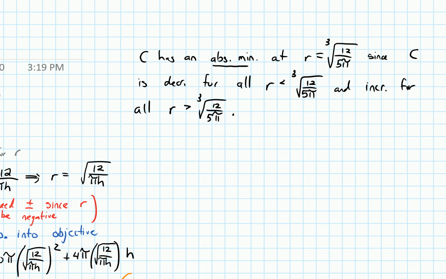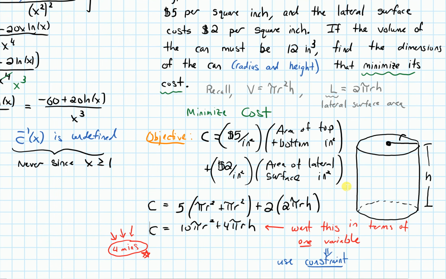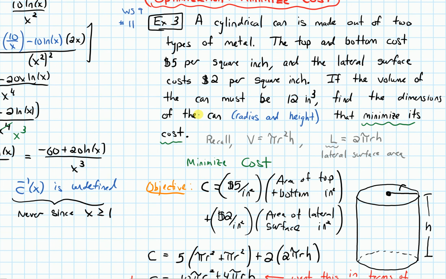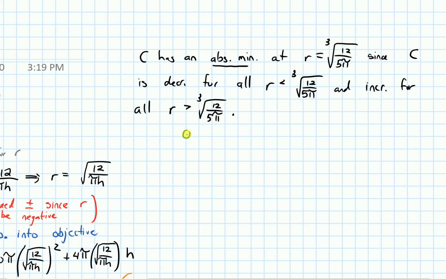So if I go back and look at the question, it ultimately said, find the dimensions of the can, find the radius and the height. So I need to make sure I find the radius and the height. Okay, so the question wanted the dimensions. Okay, and I got one of the dimensions. I got r. R is the cube root of 12 over 5 pi. And the units, I should include those now. This is inches. So to get the height, we can use our constraint.